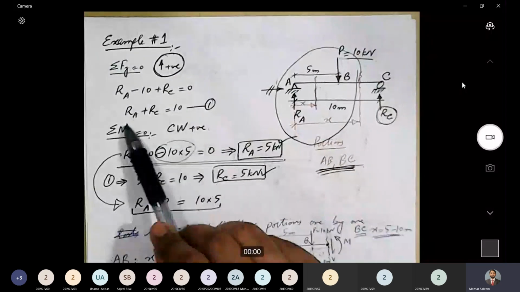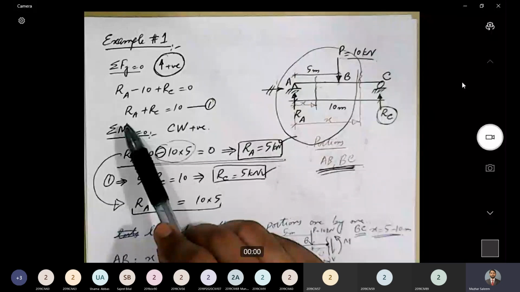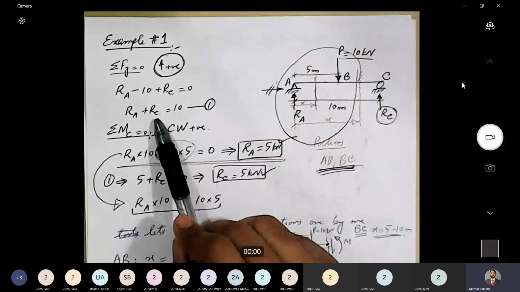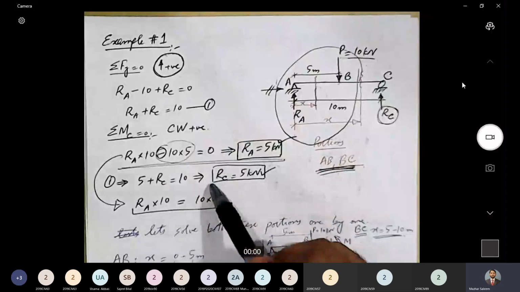If we rearrange the equation, we get Ra plus Rc equal to 10. Now in this equation, we have two unknowns, so we cannot solve this. So let's label this as equation number 1 and move on.